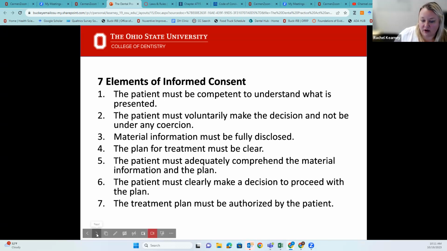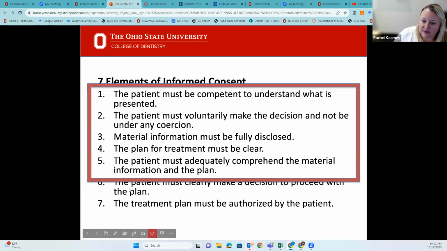So we in the College of Dentistry here have procedures in place that help you gain informed consent from your patients. And so we'll talk about those a little bit. These 5 here are the first part of getting consent. And then the second part is how do we actually show that they've clearly made a decision to proceed and that it must be authorized by the patient. How do we show that authorization? And we'll cover those things.